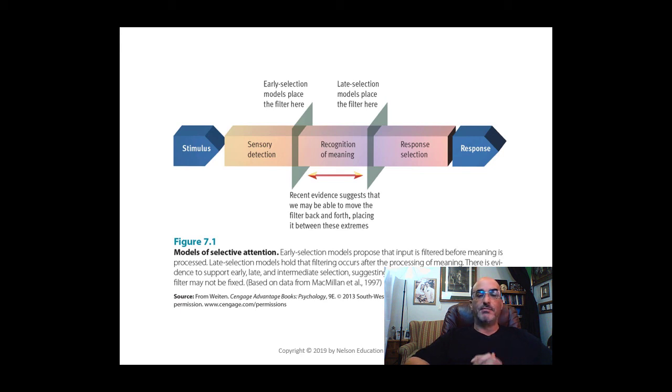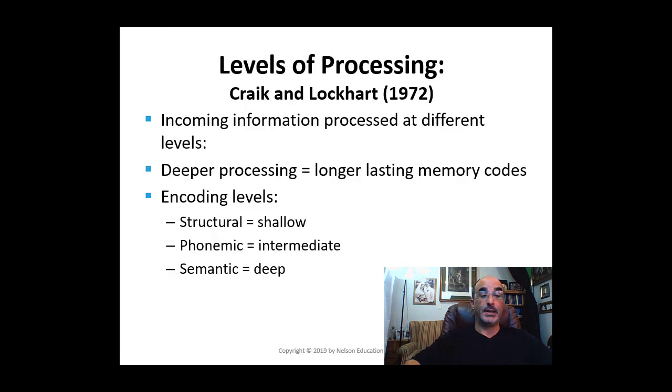Early selection models propose that input is filtered before meaning is processed, while late selection models hold that filtering occurs after the process of meaning. There is evidence to support early, late, and intermediate selection, suggesting that the location of our attention filter may not be fixed. So we have a filter that can be used in a variety of capacities.